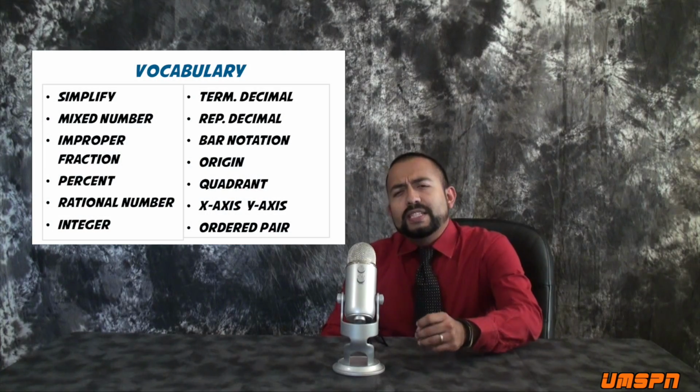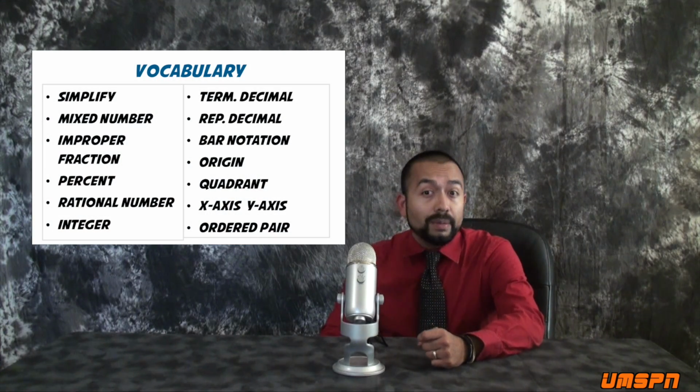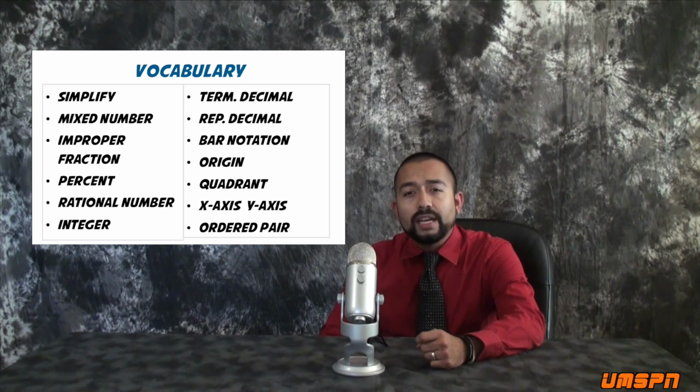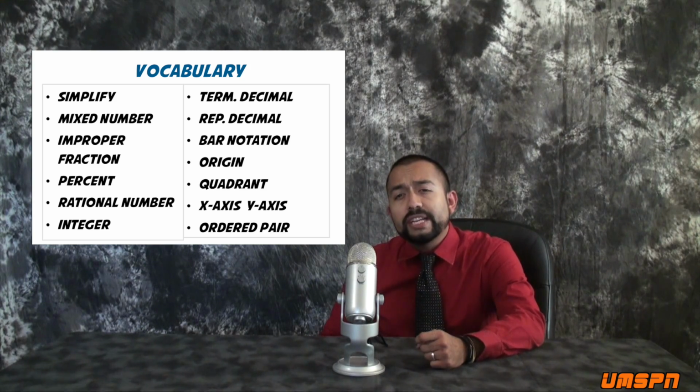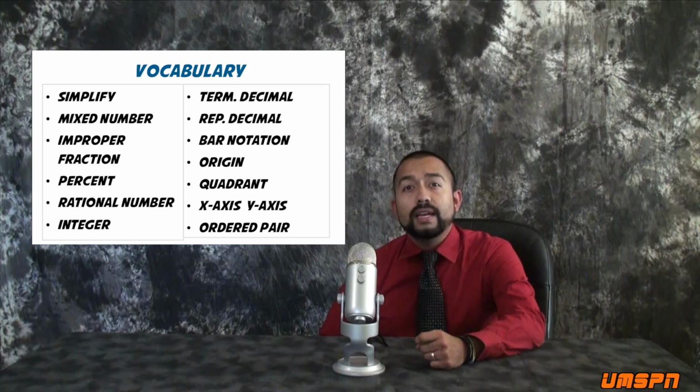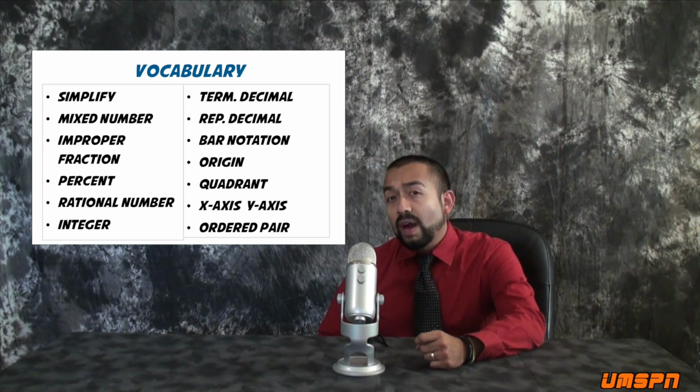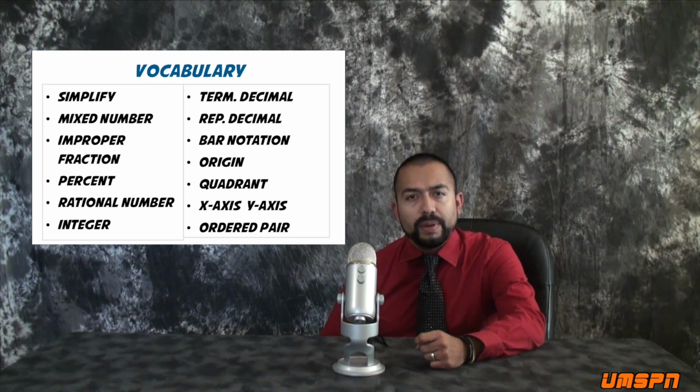And there were quite a few terms. Let's begin with simplify, mixed numbers, improper fraction, percent, rational number, integer, terminating decimal, repeating decimal, bar notation, origin, quadrant, x-axis, y-axis, and ordered pair.